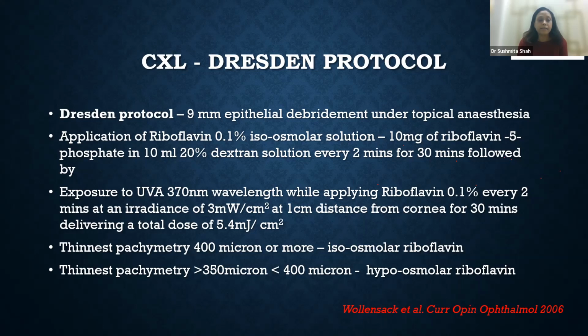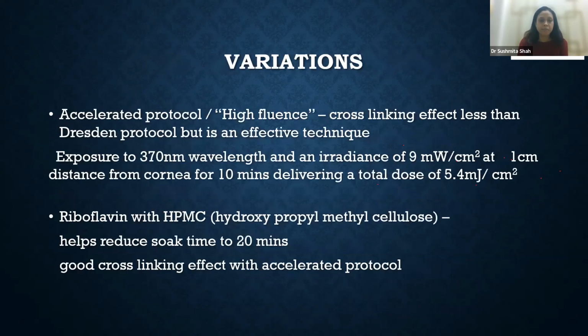Important to remember that the thinnest pachymetry should be 400 microns or more to use the isoosmolar riboflavin. If the pachymetry is less than 400, or between 350 to 400 micron, one could use a hypoosmolar riboflavin for the cross-linking. For anything less than 350 micron, cross-linking is possibly not advisable. There are some nomograms which have come which enable you to do the cross-linking in even thinner corneas, but we need more solid studies to establish their efficacy.